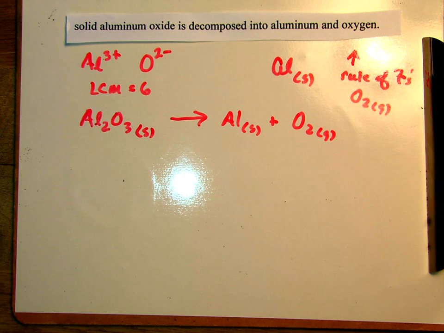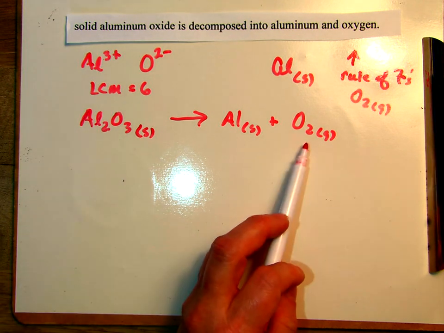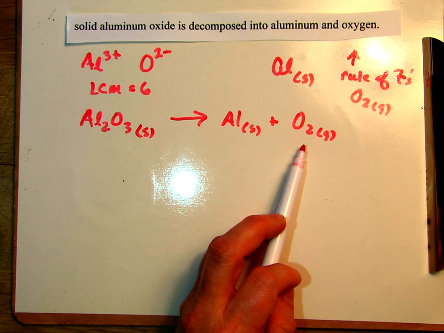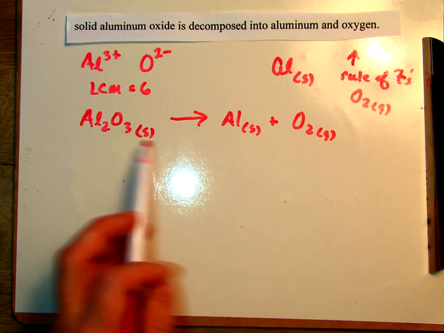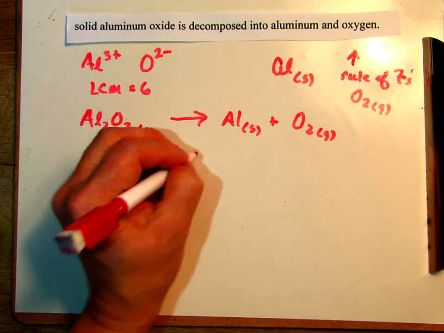So now we know what the formulas are. We're going to focus on balancing them. And we don't have any polyatomic ions here, so that's good. That makes it a little easier. But we have an odd number of oxygens here and an even number of oxygens here. So we're going to need to do something about the odd-even rule. So we're going to use the odd-even rule.